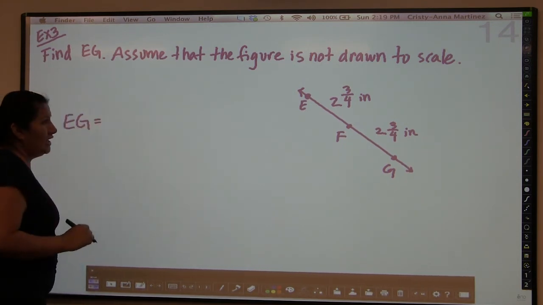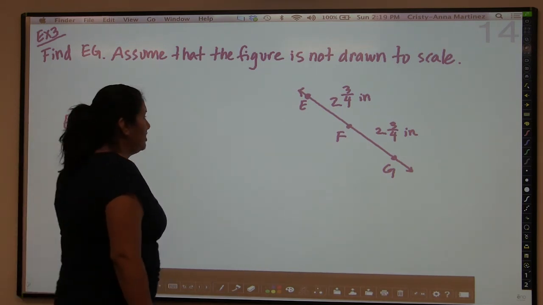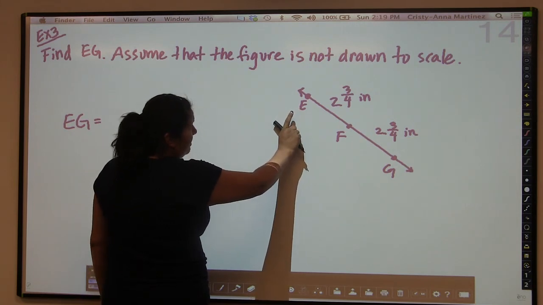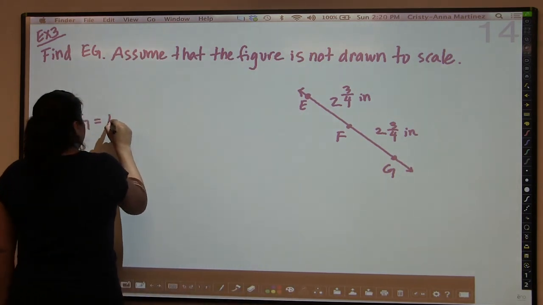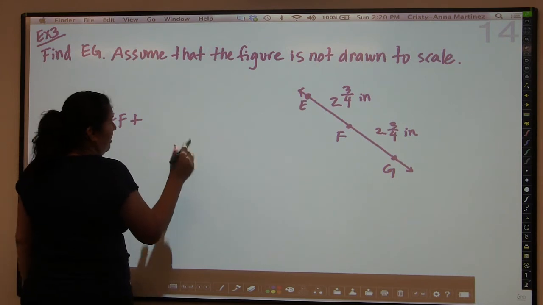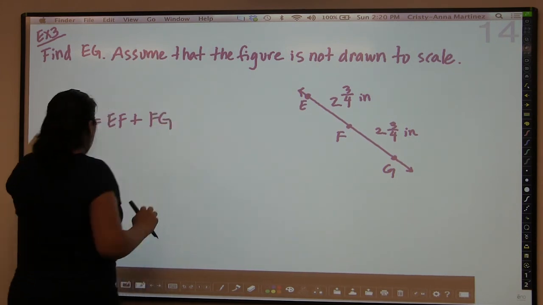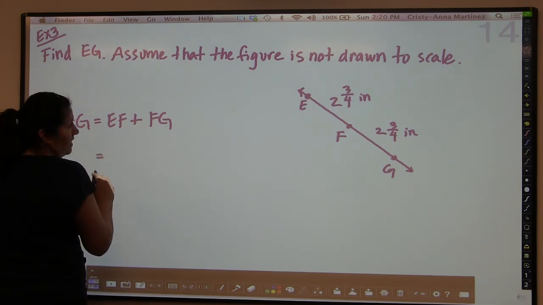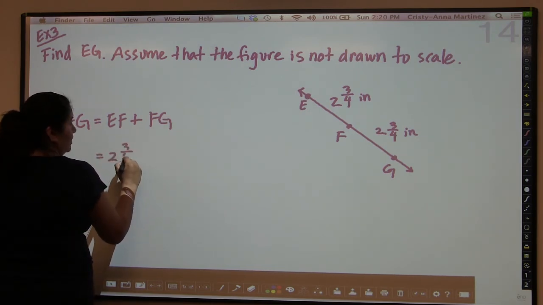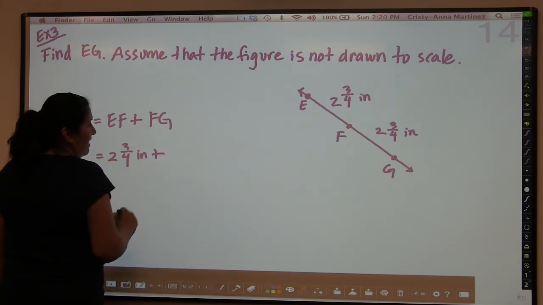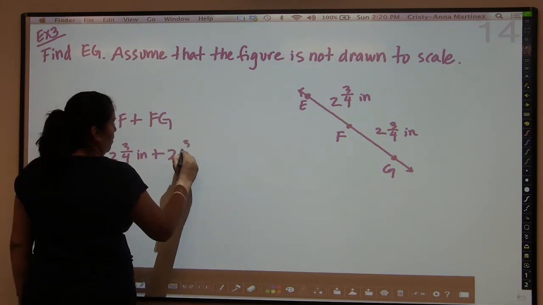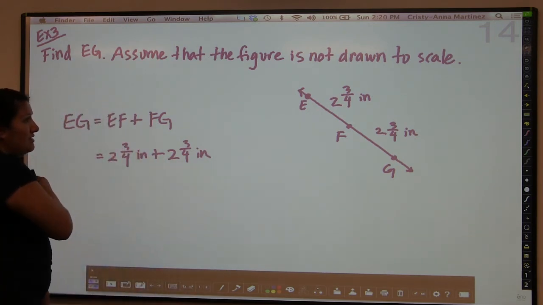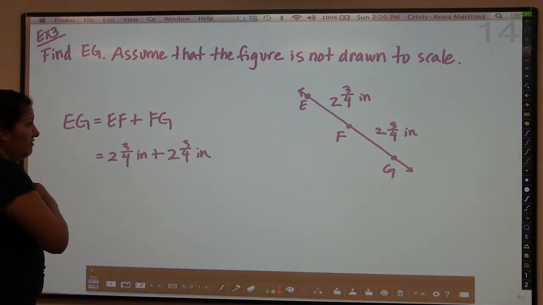So, really basic one here, EG. To find the length of EG, because they're collinear, I know that the distance from E to F plus the distance from F to G will equal the whole distance. So I know from the diagram that EF is 2 3/4 inches. And I know that FG is also 2 3/4 inches. Even if it doesn't look that way on the diagram, it says that we can assume the figure is not to scale, but it tells us that it's 2 3/4 inches.